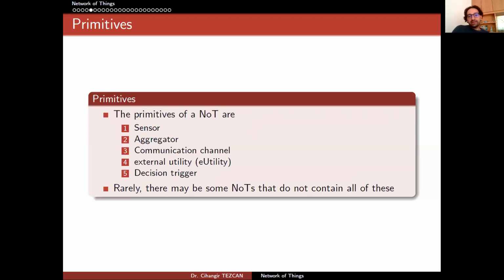Rarely there may be some nodes that do not contain all of these. Sometimes you might have a small network of things, or sometimes you don't need to make a decision, but only to gather data. So you might have sensors, aggregator, but no decision trigger and so on. But most of the time, we will have all of these primitives in a network of things.